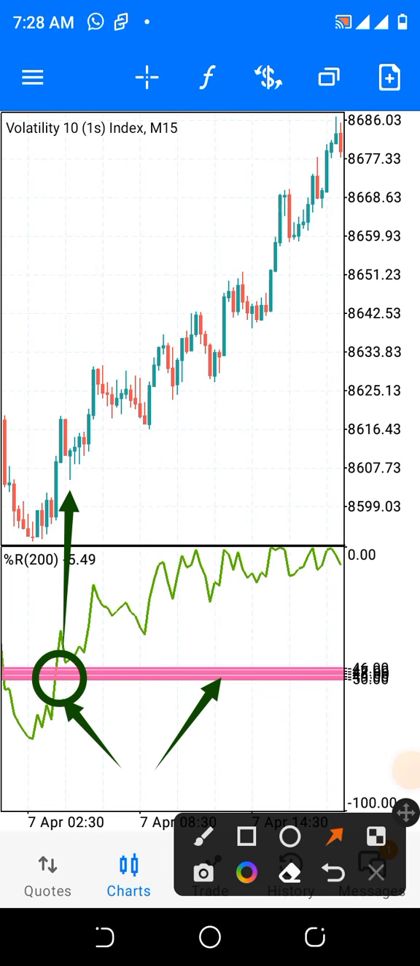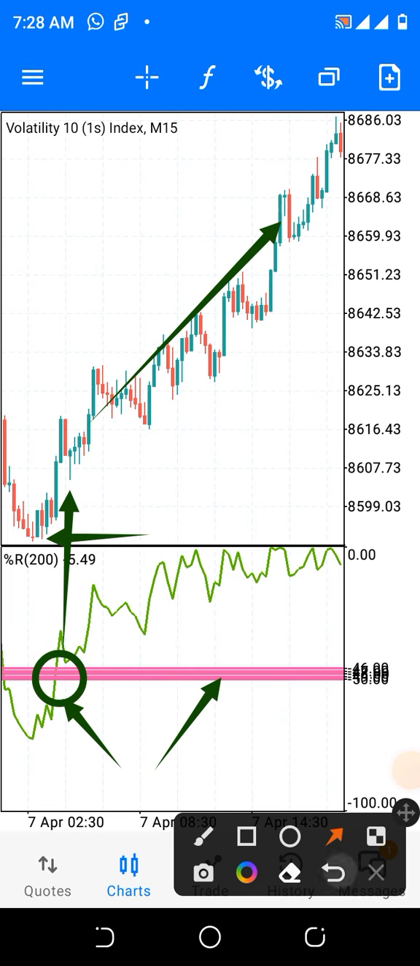From the point of crossing, you trace it up. That is where you make your entry. Now your stop loss, if you are buying, should be at the previous higher low. This is the previous higher low. This is where you put your stop loss. Do you understand? So this is a massive profit.